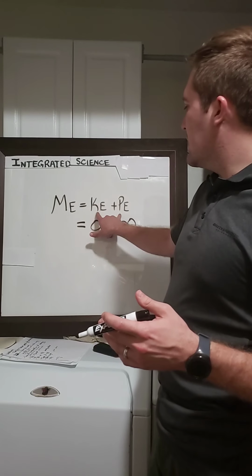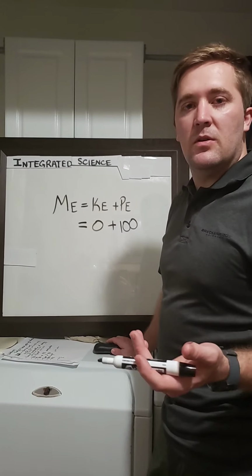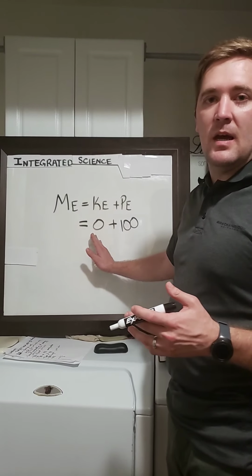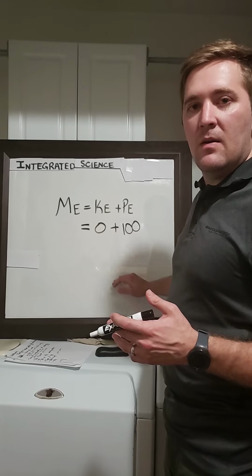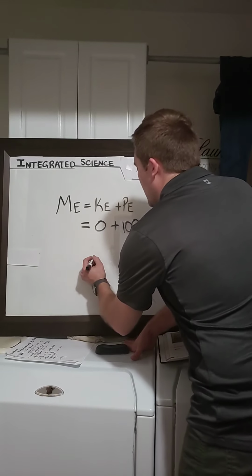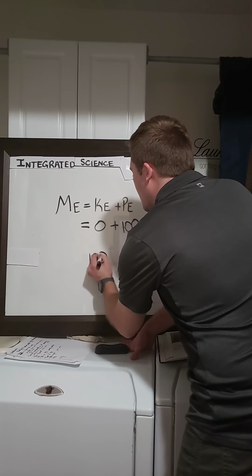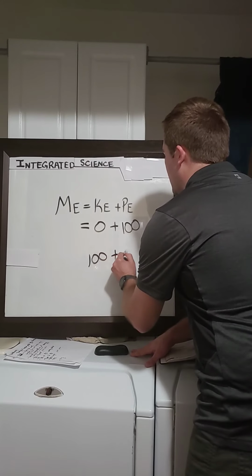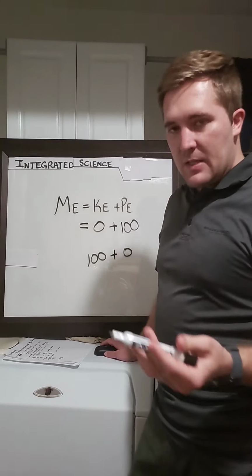These two are inversely related, kinetic energy and potential energy. So while we're falling, potential energy is moving over to the kinetic energy side. So that means potential energy is going down, kinetic energy is going to be going up. So that means towards the bottom, or at the very bottom, we should have 100 joules of kinetic energy and 0 joules of potential energy.